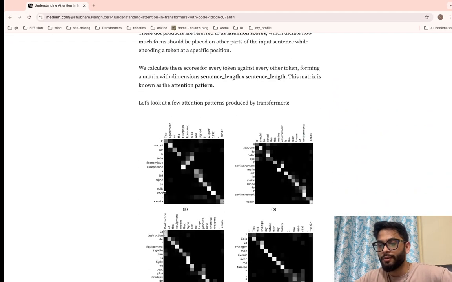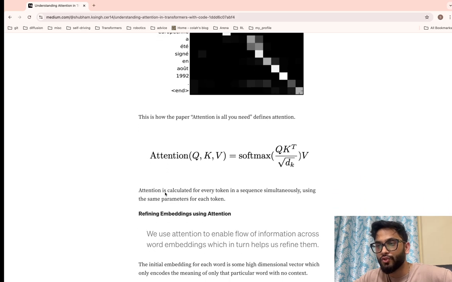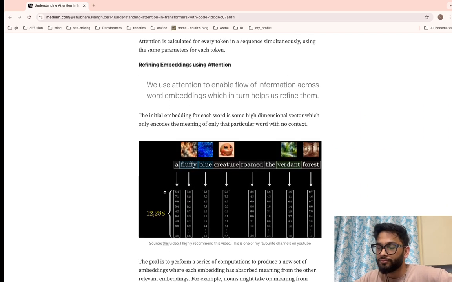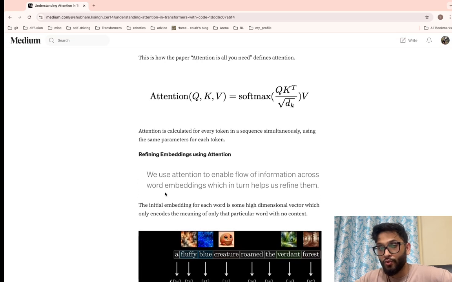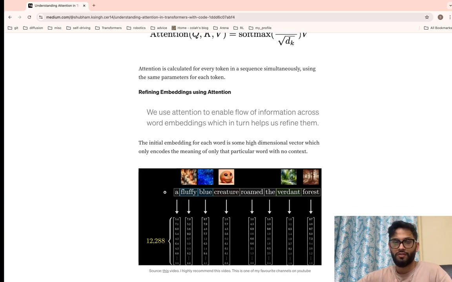Moving on. What is the second part? The second part is how do we refine the embeddings? We have these scores. How do we refine the embeddings? So basically, whatever scores we have calculated, we'll use them. But first, I want to give you an intuition of why I want to even refine the embeddings. I've already given it, but I'll tell you again.